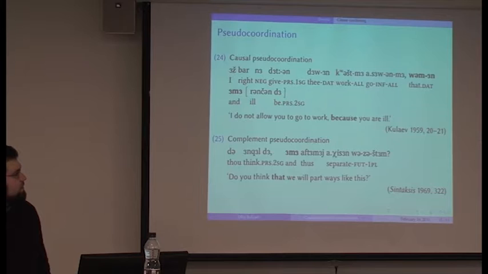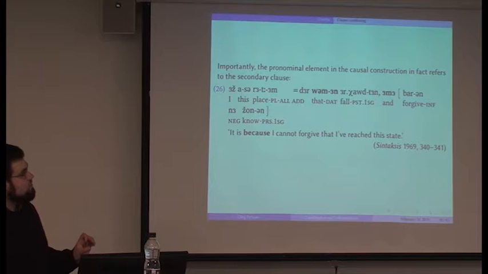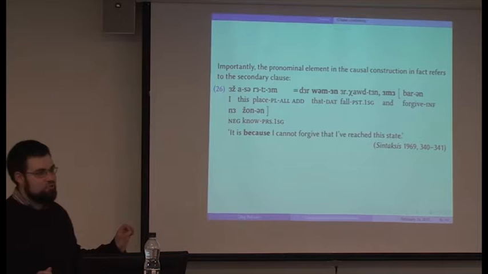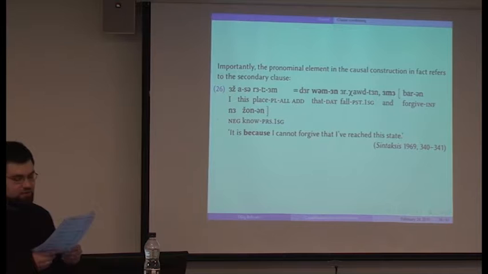And importantly, in the causal construction, the pronominal element, the dative element, is not part of the same word as the construction, but it can float freely in the main clause, and essentially it categorically refers to the second clause. So, for example, in 26, if you wanted to focus the subordinating clause, we would put the pronominal element into the preverbal position, but the conjunction will stay between the two clauses. So it is because I cannot forgive that I've reached this state.